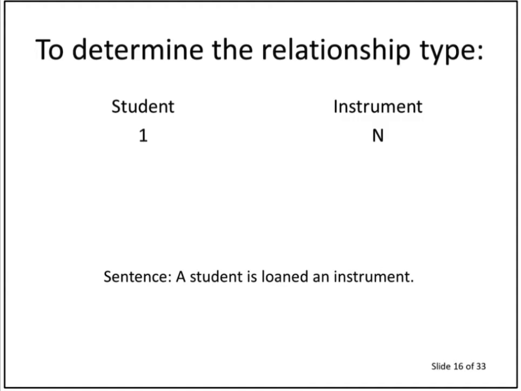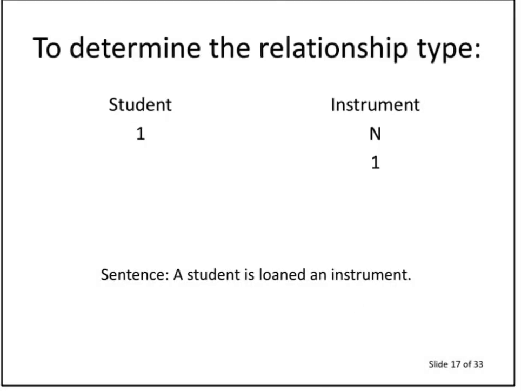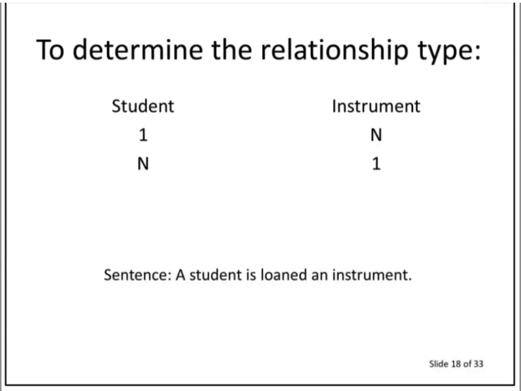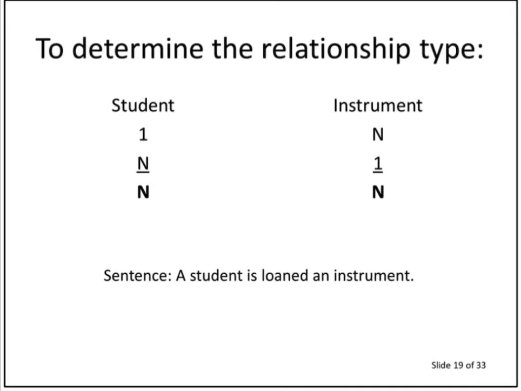Now we go back in the other direction. We write a 1 on this column and we say for one instrument, how many related records could there be, one or many? And the answer is many. Over time, an instrument like a tuba might be loaned out to several different students. So in this case, it's a many-to-many relationship.